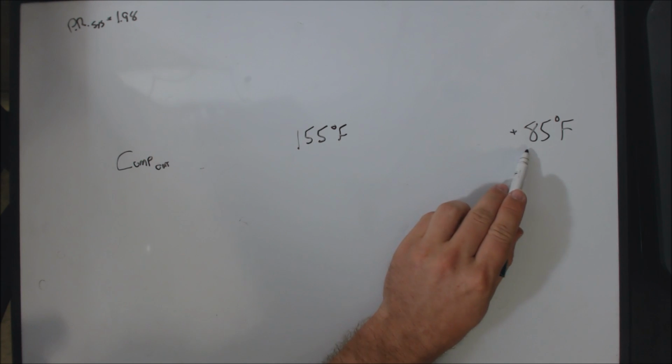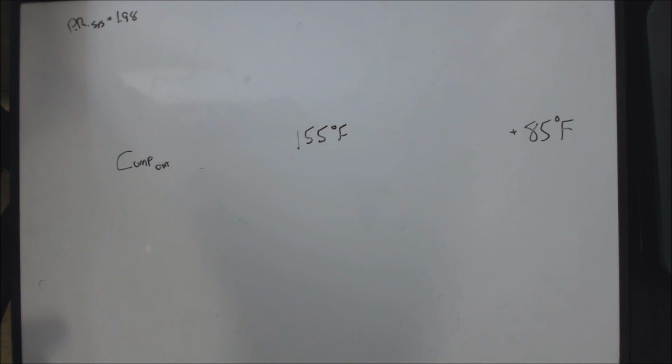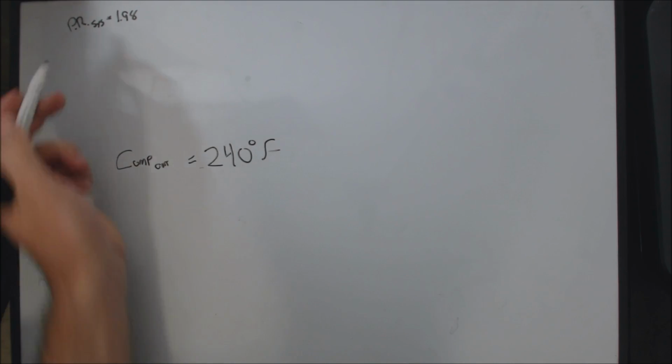155 plus 85 degrees is 239.97. I'll make that 240 degrees. That is hotter than boiling, and it's no wonder why we need things like intercoolers to help cool that air down, because 240 degrees Fahrenheit will expand air quite a lot and destroy the density that we need. I'll write this up here.